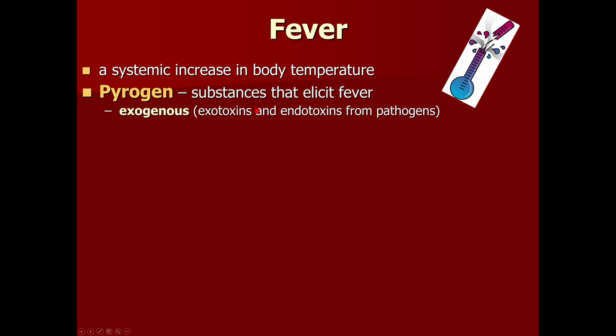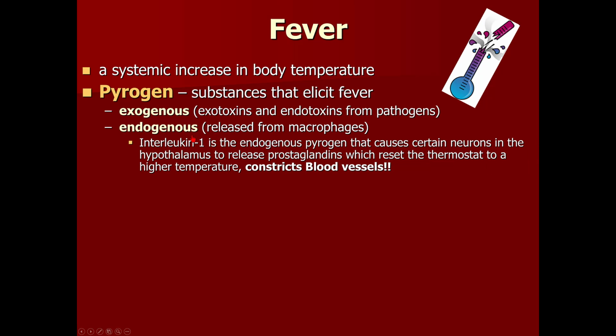There are exogenous pyrogens, so these are things that are secreted from pathogens, which can alert your body that there is an infection. There is also endogenous, right? And these are released by certain white blood cells, and these white blood cells are telling your body, hey, I found a pathogen, let's increase our temperature a little bit so that we can maybe slow down the pathogen's growth, right? And that's an endogenous pyrogen. Right? Now, interleukin-1 is probably the most potent endogenous pyrogen, and that really is what causes the hypothalamus to release prostaglandins, and will increase the temperature, and will also constrict blood vessels. Right?